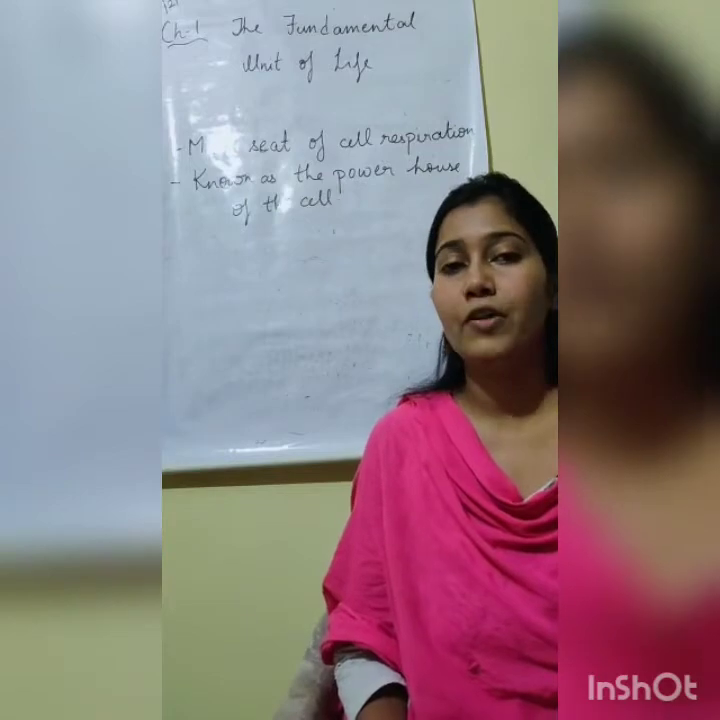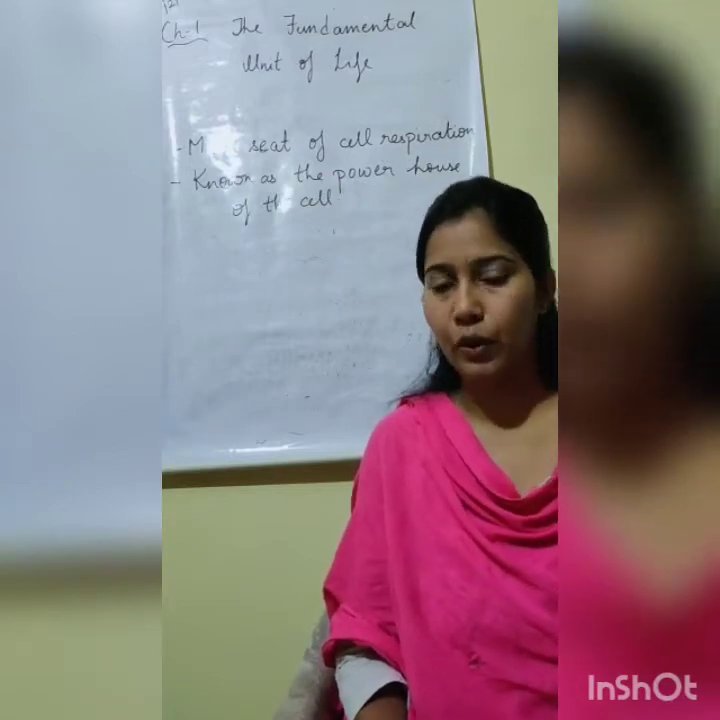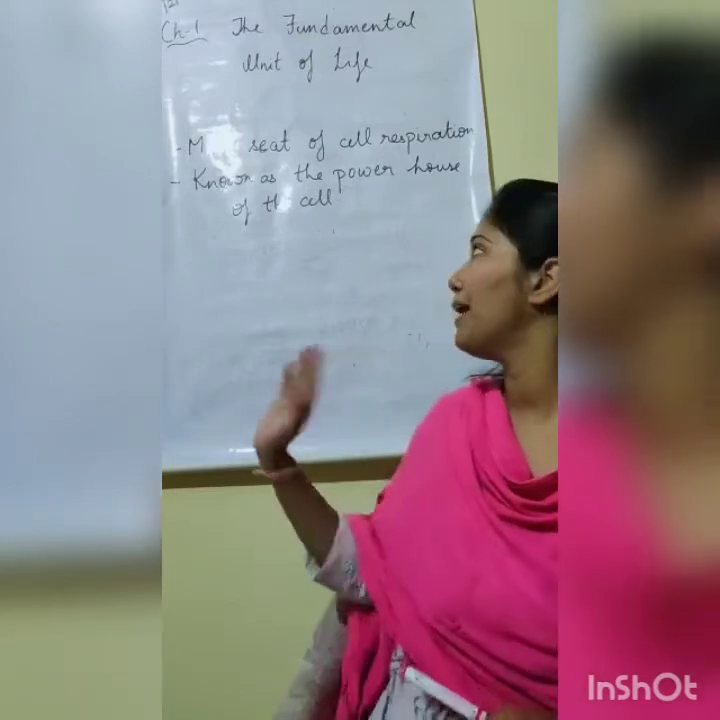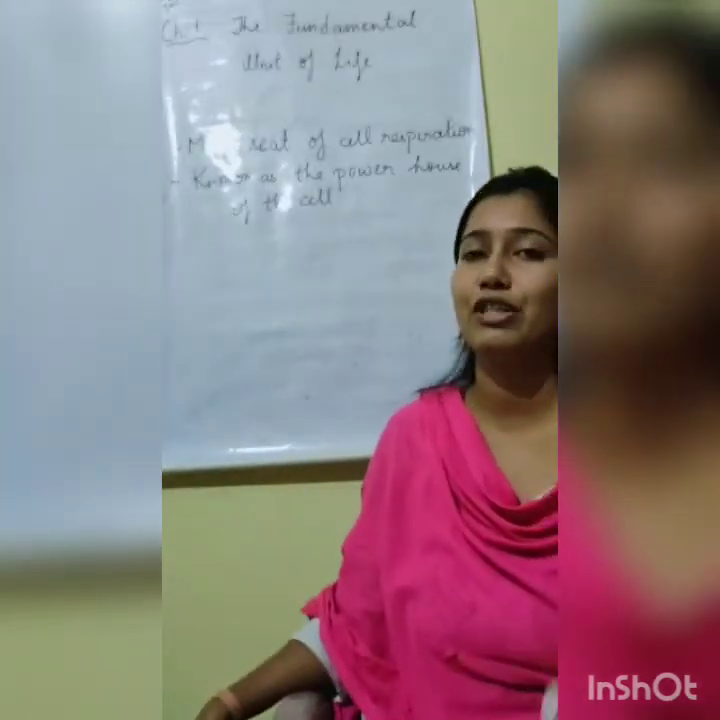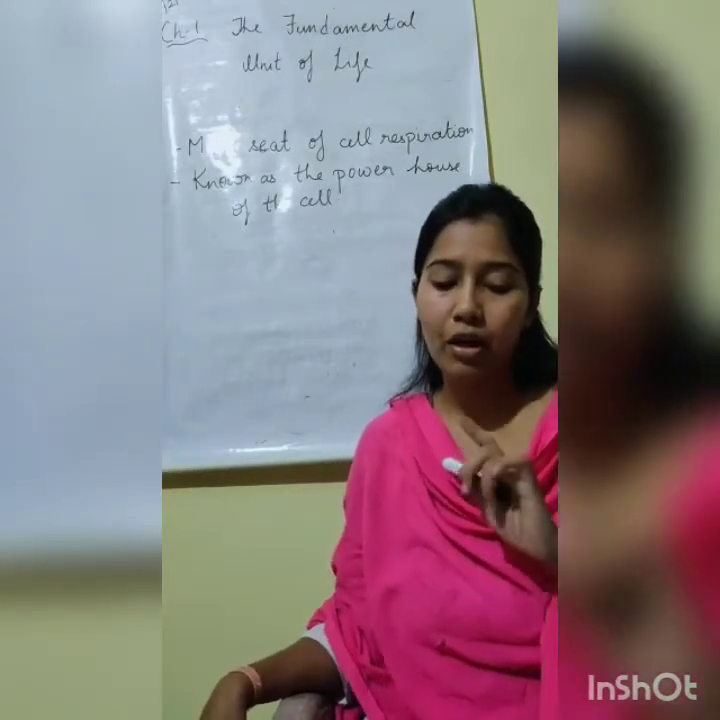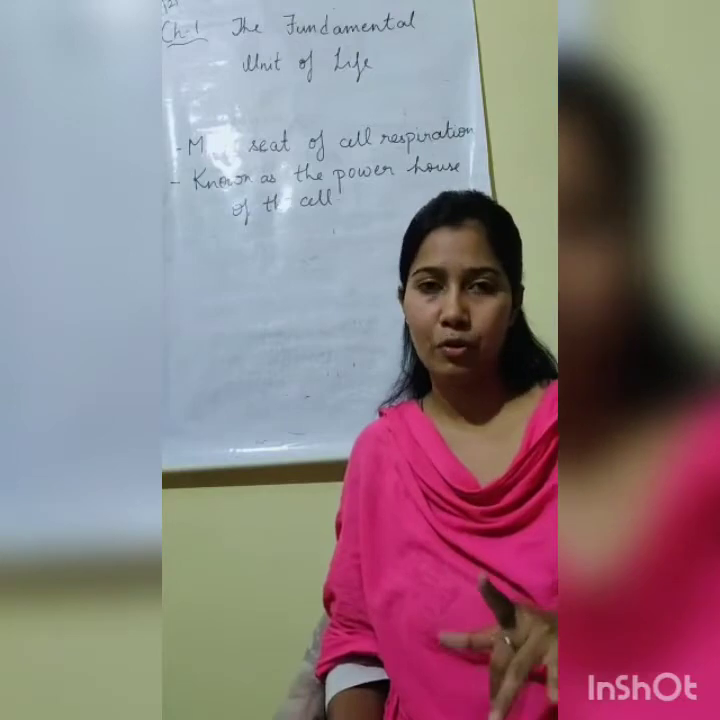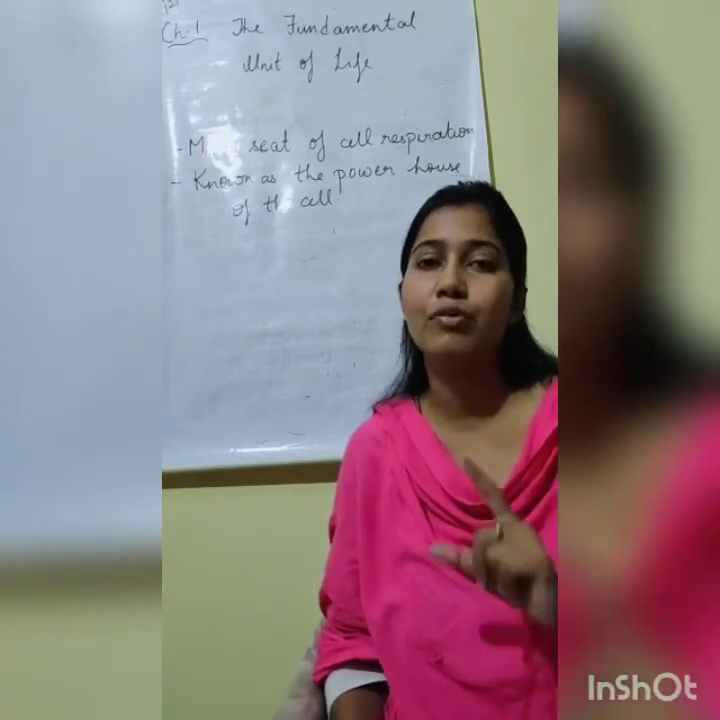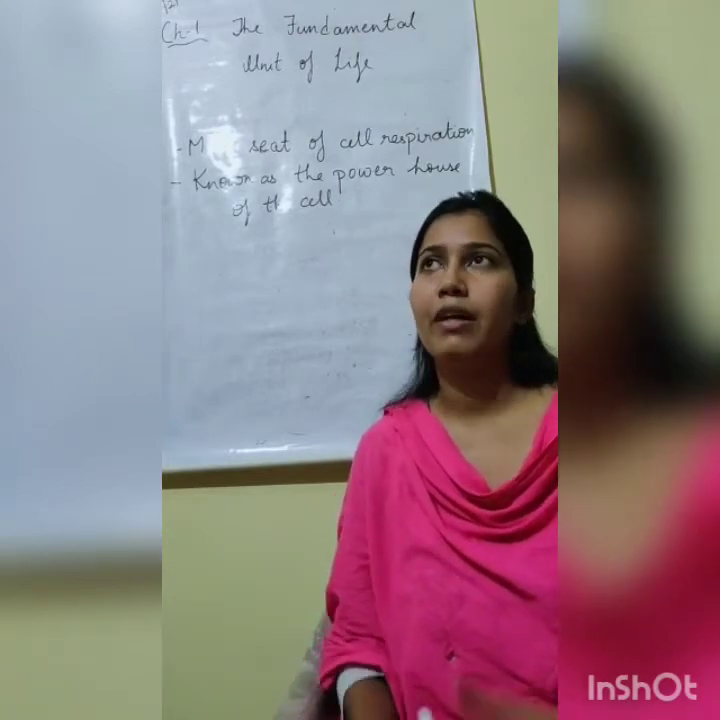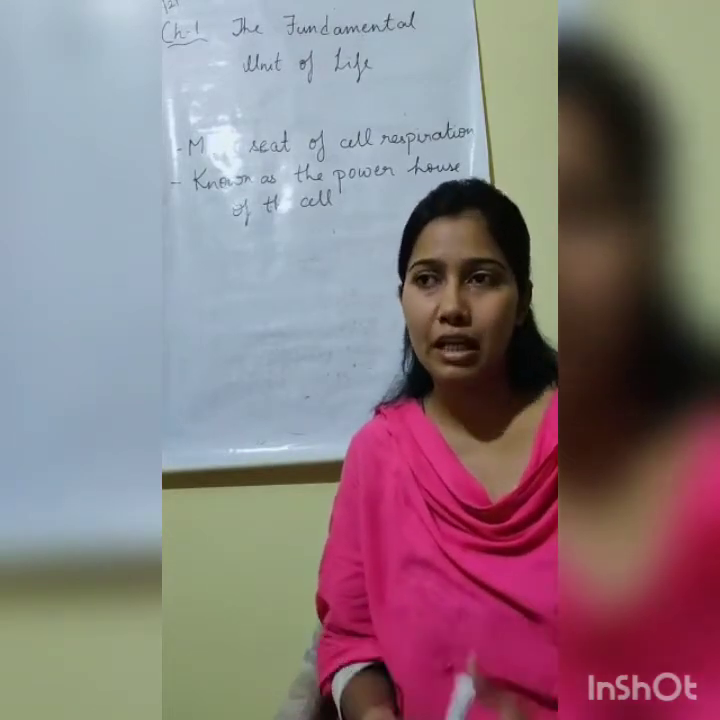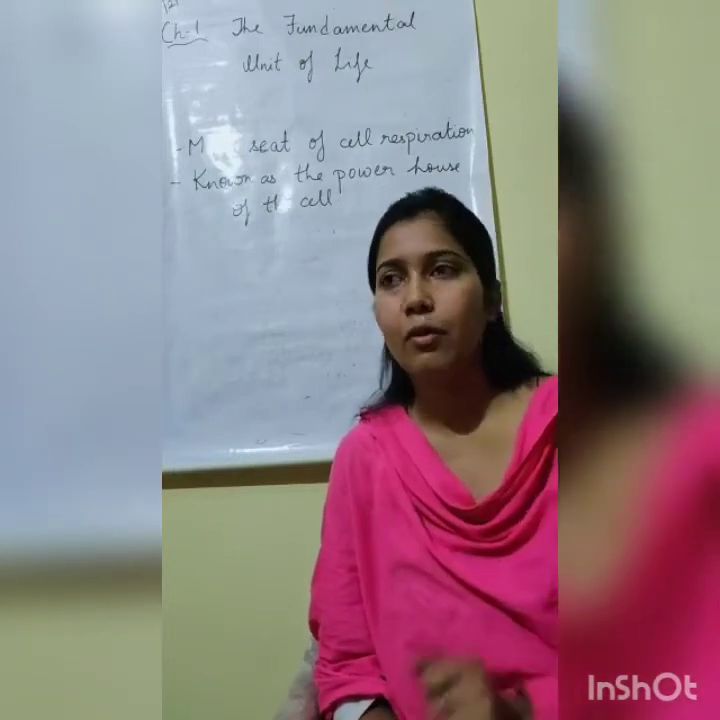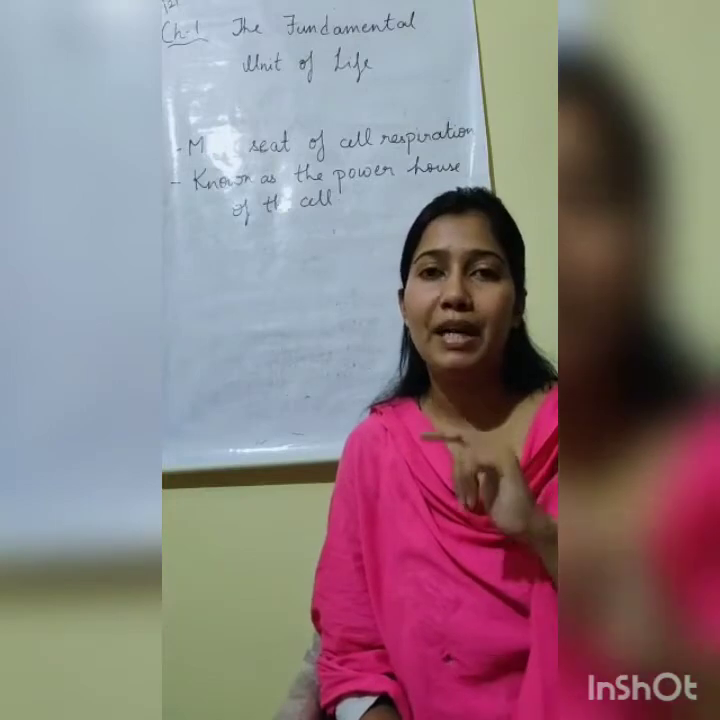Now coming to the function of the mitochondria. Children, the mitochondria is the main seat of cell respiration, and it is also known as the powerhouse of the cell. First I'm going to explain why it is known as the main seat of cellular respiration. Whenever we breathe, whenever respiration takes place in our body, the oxygen reaches each and every part of our cell. That oxygen breaks down the glucose.